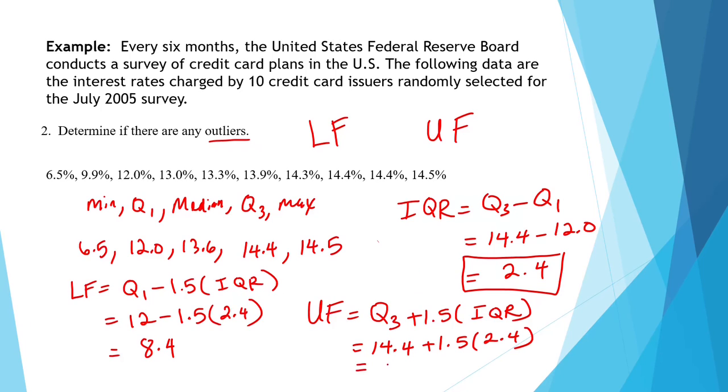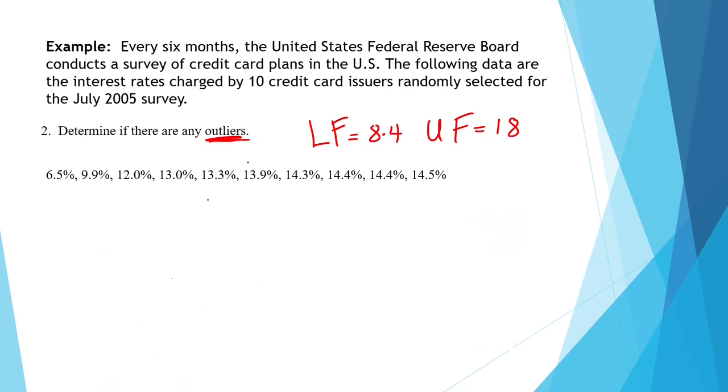Using our calculator, we get the upper fence is 18. The lower fence is 8.4, so we'll write it down. And the upper fence is 18, and we'll also write that down. To see if there's outliers, we have to check if anything is outside our fences. Is there anything that's less than 8.4 in the data set?